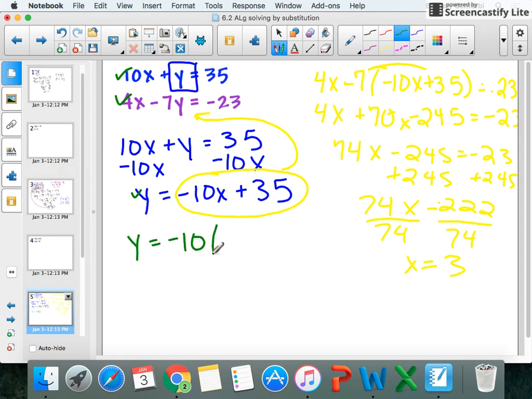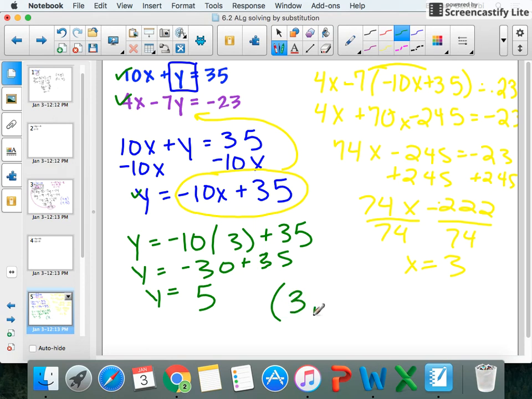Instead of writing x, we're going to write 3, and then plus 35. Negative 10 times 3 is negative 30, plus 35, and so then negative 30 plus 35 is positive 5. And then lastly, write the answer as an ordered pair, so x is 3, y is 5.